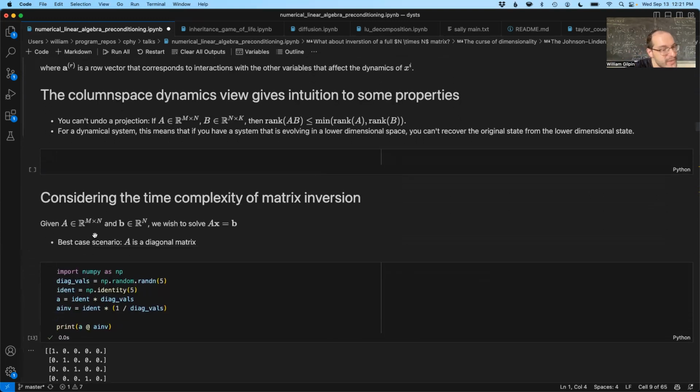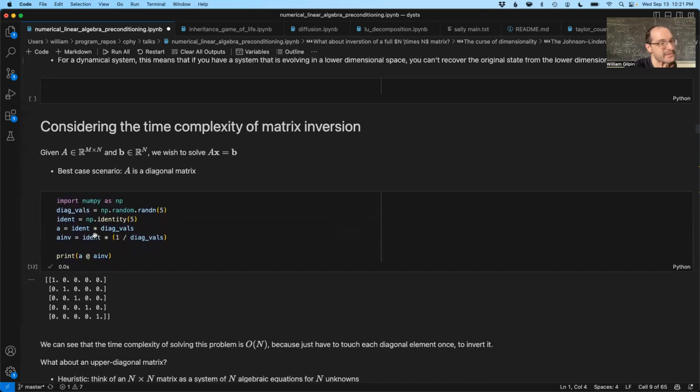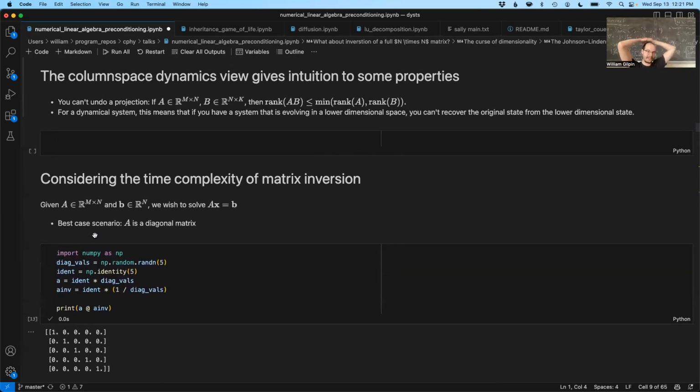Okay, so the first big thing I want to talk about that maybe isn't covered as much in linear algebra is how difficult it actually is for your computer to perform matrix inversion. So we know that the inverse of a matrix is the matrix that when multiplied by the original matrix will give me the identity.